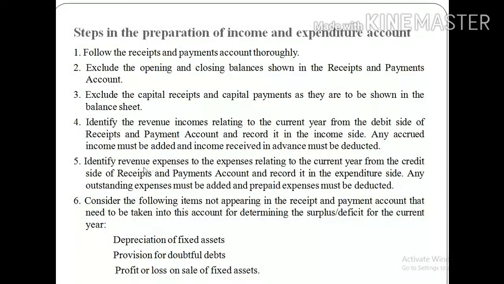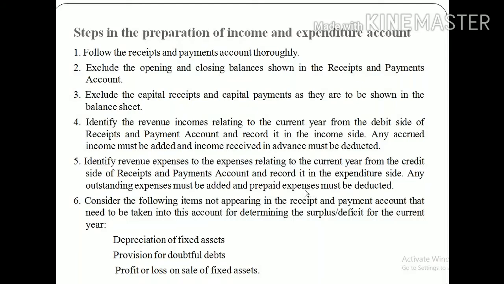Then fifth one, identify the revenue expenses relating to the current year from the credit side of the receipts and payment account and record in the expenditure side. The next step is identifying the revenue expenses in the receipts and payment account, and the revenue expenses can be recorded in the expenditure side of the income and expenditure account. Any outstanding expenses must be added and prepaid expenses must be deducted.